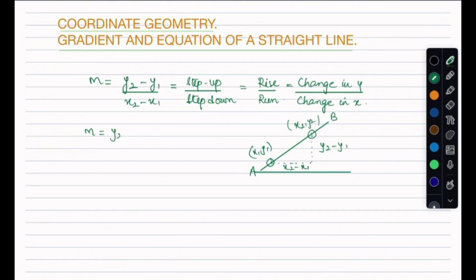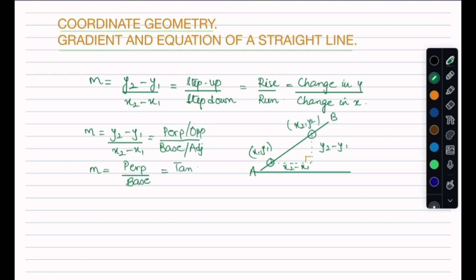We can say, by looking at the triangle that we have just obtained, which is also a right angle triangle, that y2 minus y1 is the perpendicular side, or the opposite side of the triangle, divided by the base, or the adjacent side. So gradient can also be represented as perpendicular over the base, which from trigonometry we know is the ratio for tan theta.